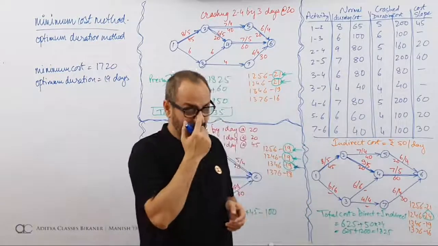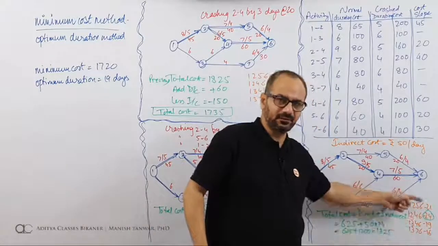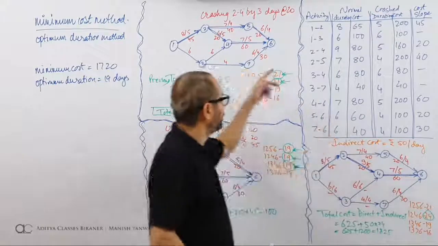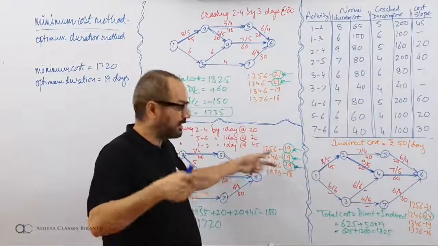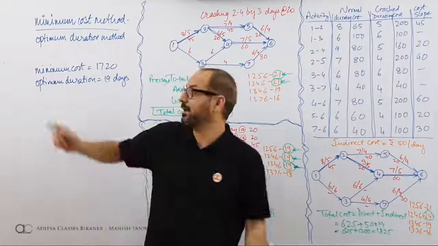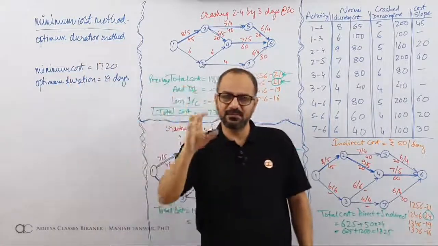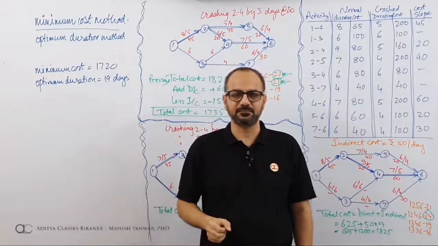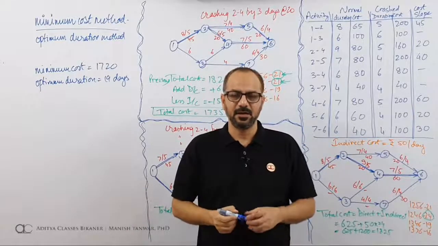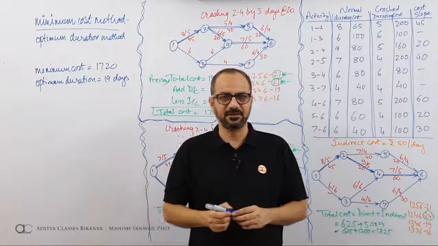Here the ideology was to take the critical to the next critical. 24 was taken to 21, 21 was taken to 19. Now we had a plan to take 19 to 18. So in minimum cost or optimum duration, we take the critical path to the next critical. But when we meet next time for the minimum duration method, the least duration method, that will be a different ball game altogether.